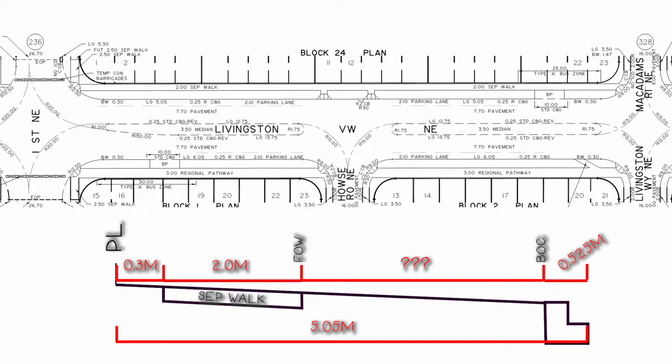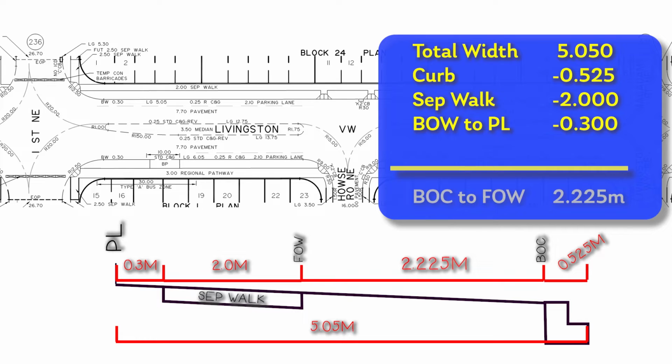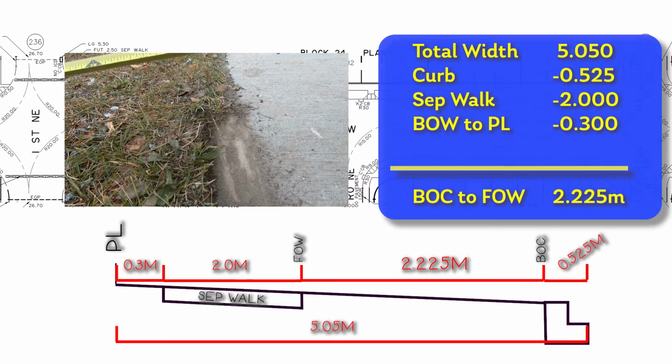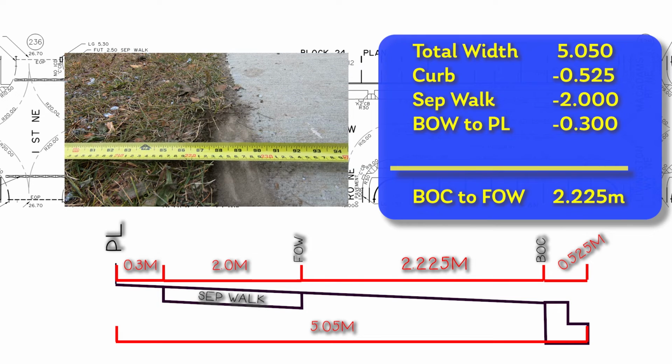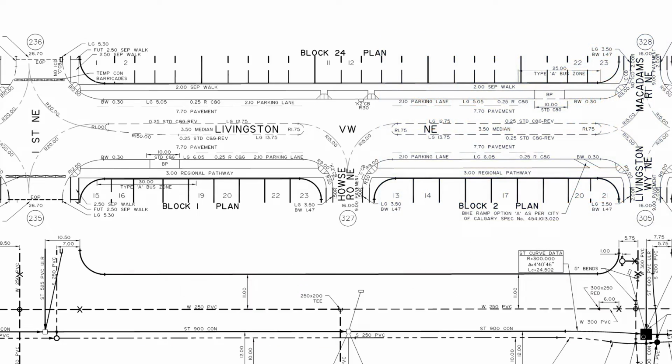Now we can figure out the distance from back of curb to face of walk by simple math. The total distance from property to lip of gutter is 5.05 meters, and by subtracting the known distances we are left with the measurement we're looking for. We pull a tape 2.225 meters from back of curb to find our front of walk, and subsequently 4.225 meters to find our back of walk. Now back to the profile page.